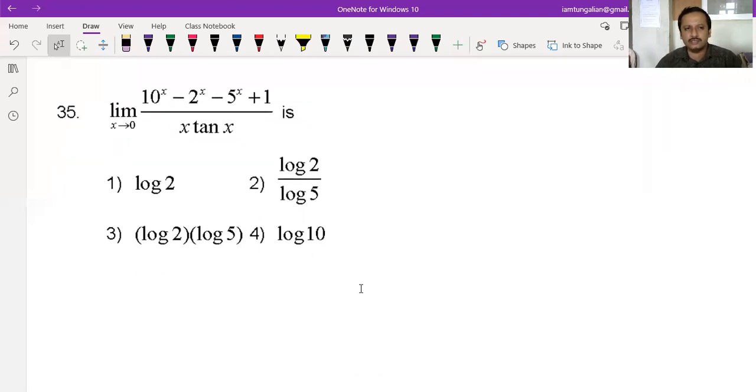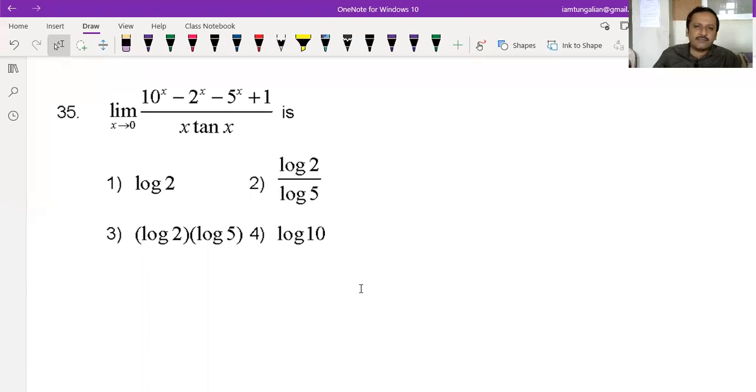Then look at the next question, which is question number 35. Limit x tends to 0, 10 power x minus 2 power x minus 5 power x plus 1 divided by x into tan x. If we directly apply the limit, 10 power 0, that is 1, minus 2 power 0 is also 1, 1 minus 1 gets cancelled, minus 5 power 0, which is 1, plus 1. So that also gets cancelled. Denominator also 0. So we get 0 by 0.